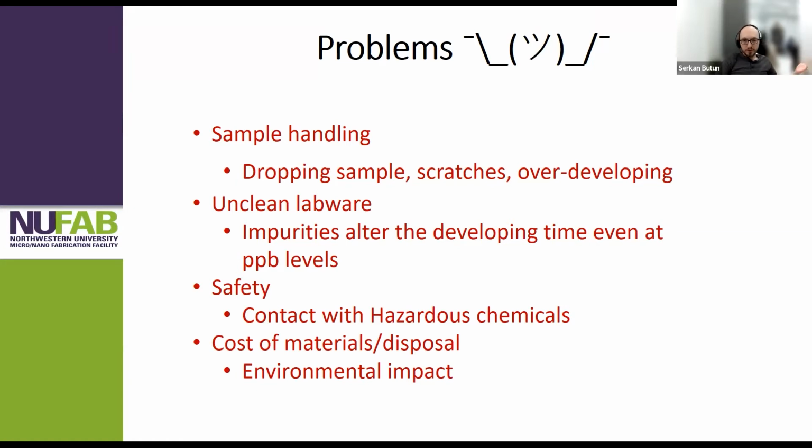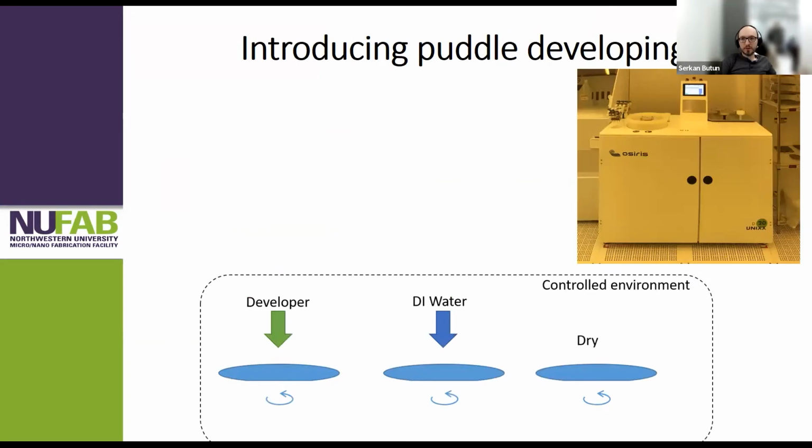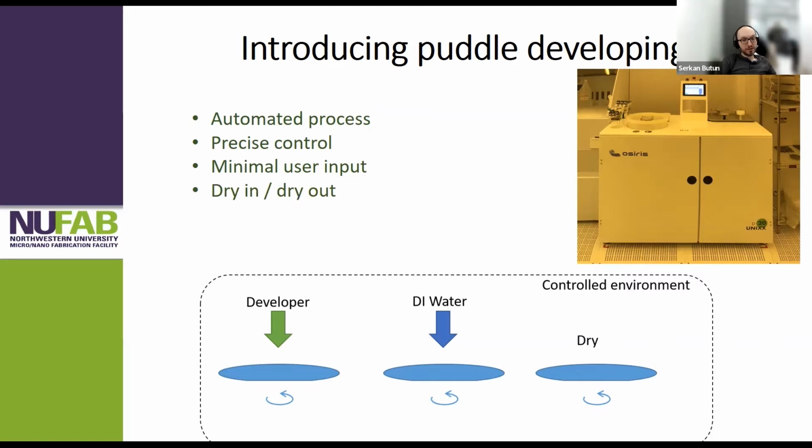So to solve all these problems, now we have a puddle developing automatic developer, right? It's an automated process. There's very deep, precise control over it, and users usually don't need to provide any input. Just press a button, and it will do the process for you, dry in, dry out. It's basically hands-free. You put your substrate in, the chemicals will come, and chemicals will go. The substrate will dry, and you just take it out, right? And that allows us to use less developer and produce less waste.